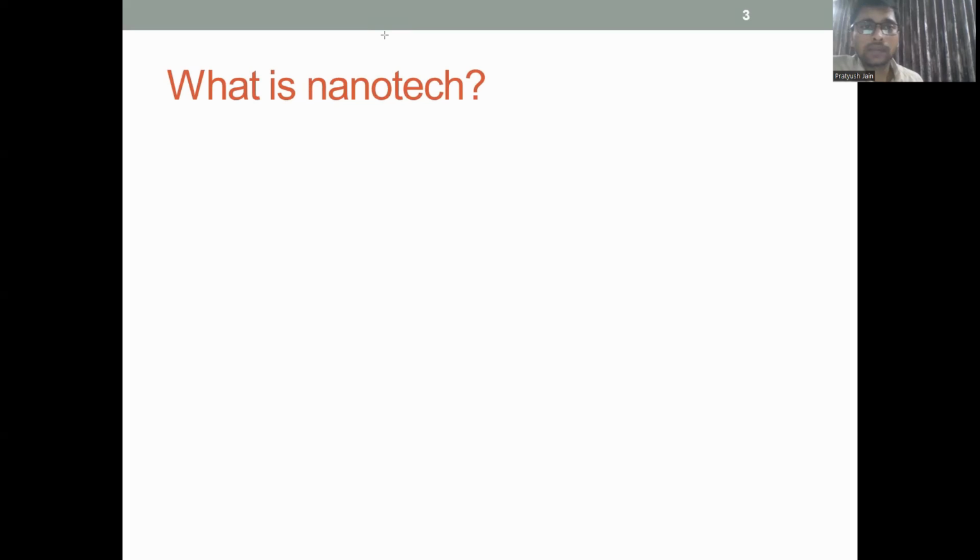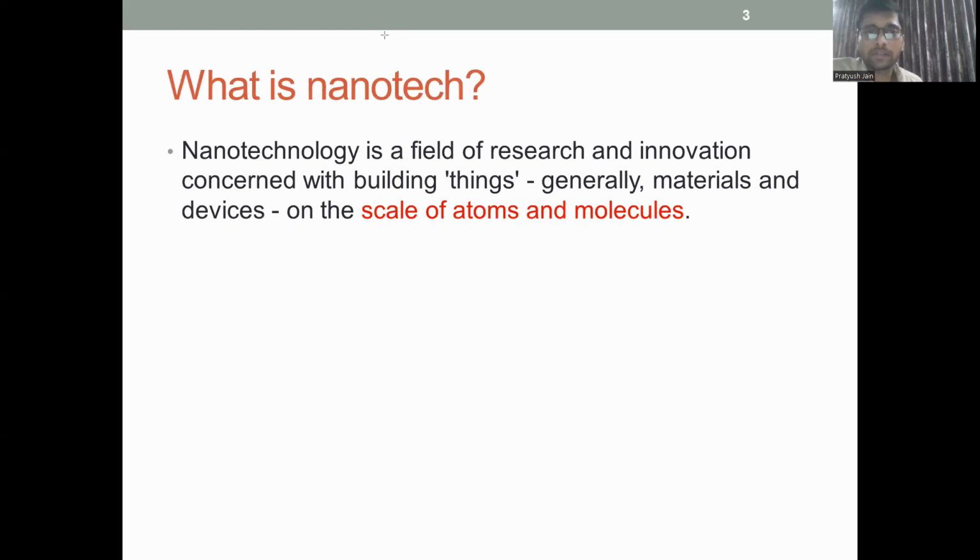Now we know what nano is. We already knew what technology was. If we combine these two terms, we get the term nanotechnology. Let us try to understand what the term nanotechnology means. Nanotechnology is a field of research and innovation concerned with building materials or devices on the scale of atoms and molecules.